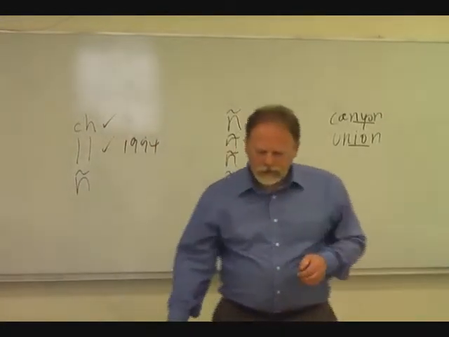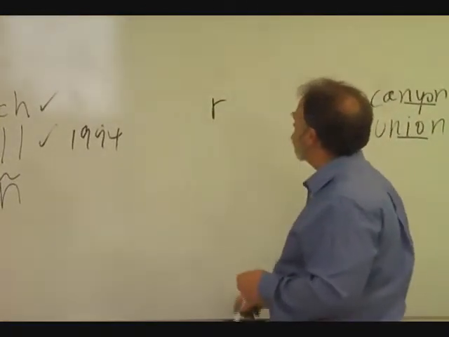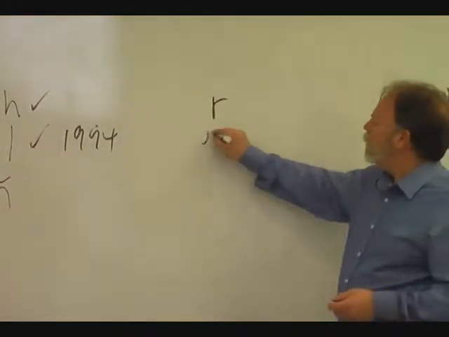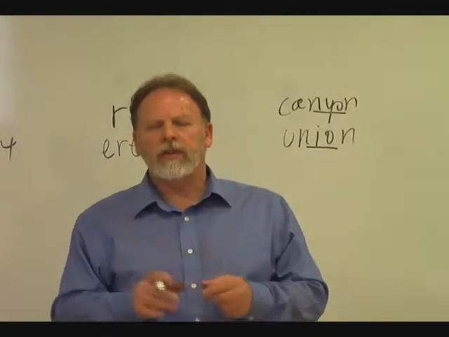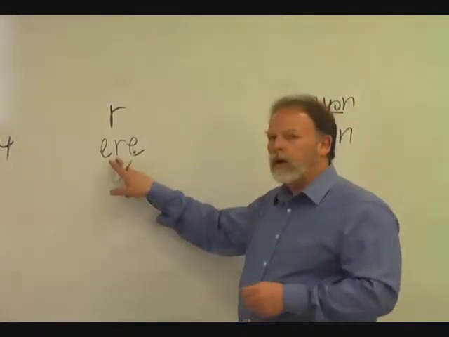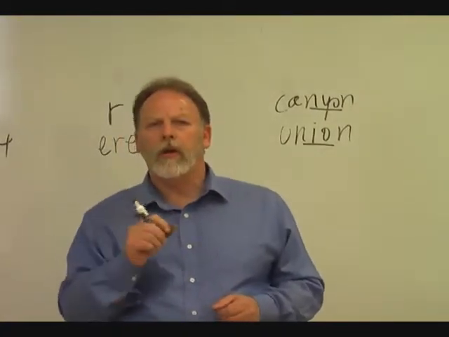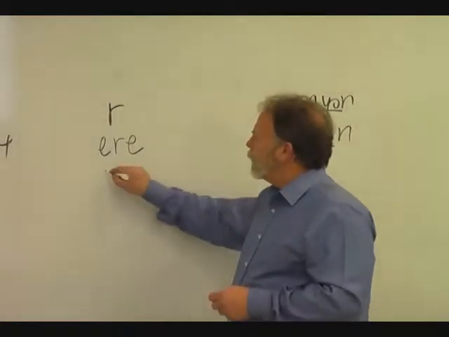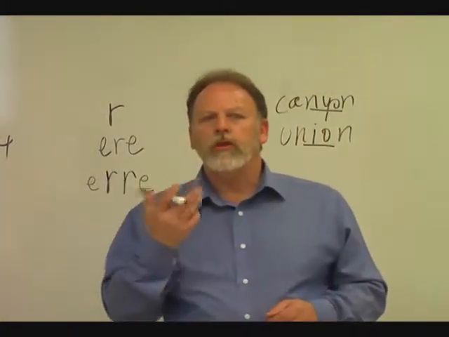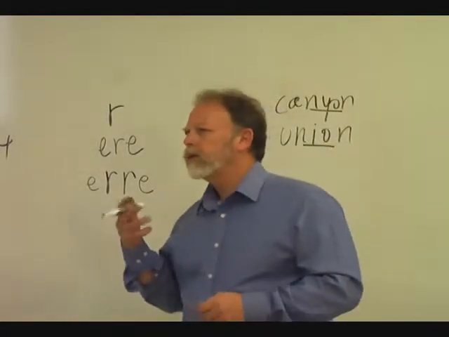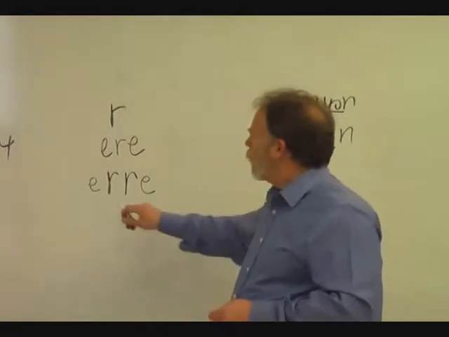Okay? The next thing we want to look at is the letter R. In Español, it's called ere. Now the R has two distinct sounds. When it appears as a single letter, it has what is called one trill. Ere. The tip of your tongue will vibrate off your palate one time. If it is a double R, it is called an erre. And you trill your tongue. It's like when you were a little kid and you were shooting a machine gun. Erre.